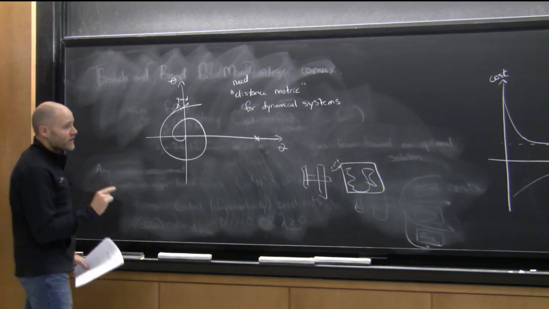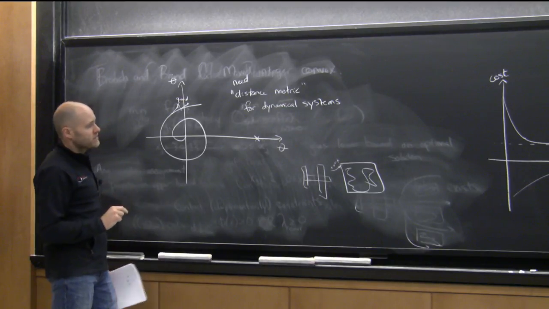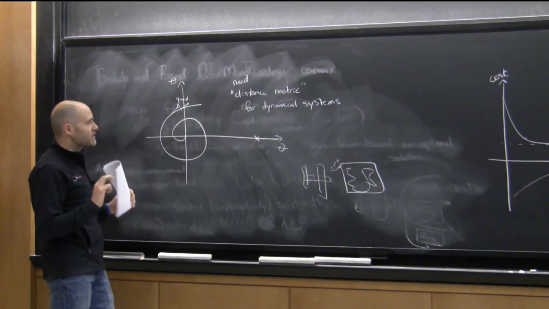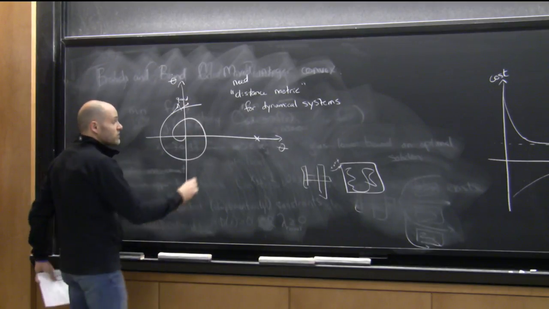You could also get around this with better sampling. So for dynamic systems, people call it kinodynamic planning.